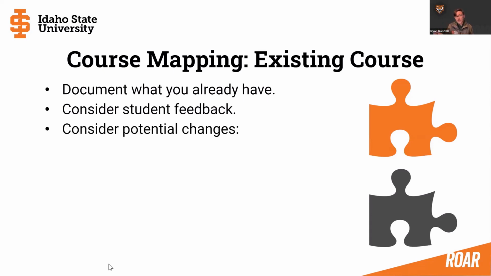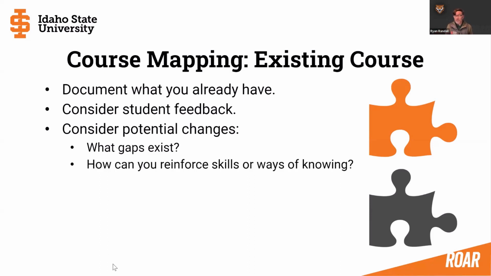And then start to puzzle over your potential changes. Think about things like what gaps exist. Again, if you have many summative assessments and very few formative ones, perhaps think about how you could unbundle that big summative one into smaller formative ones. That might help students stay engaged and perform better. Think about how you might be able to reinforce your students' growing skills or how they're coming into the ways of knowing that you're trying to communicate through your course.